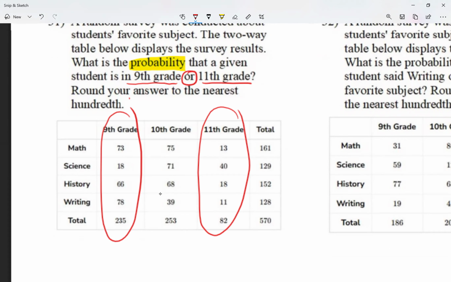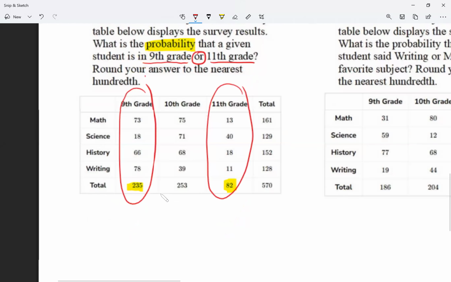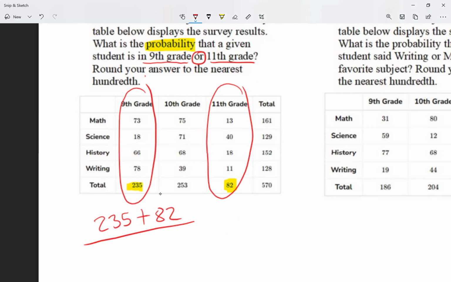So how many students are in ninth grade? There's 235 of them. What's the total students in 11th grade? 82. So if I was to choose ninth grade or 11th grade to see how many there are in total, in this case, I add these two numbers, 235 plus 82. In my result, I'm going to divide it by how many total students. In this case, I'm looking at 570.